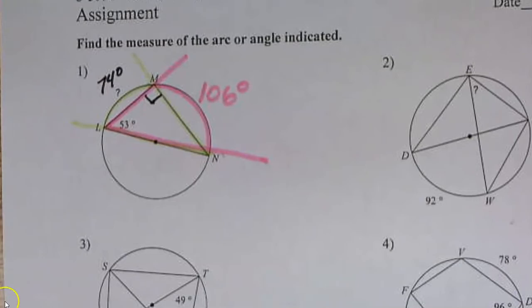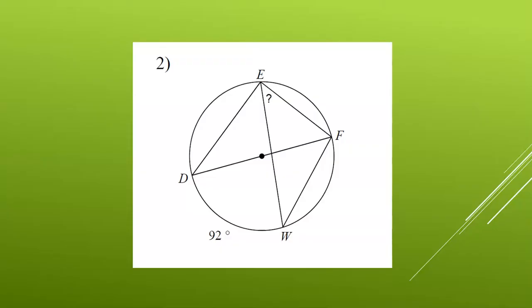Next up, go ahead and hit pause. Give yourself a chance to try this problem. We're being asked for the measure of angle FEW. Measure of angle FEW. And notice EW does not go through the center of the circle. DF does, but not EW.